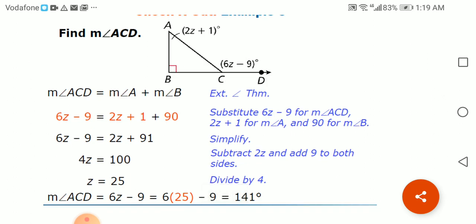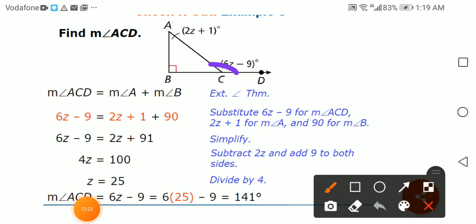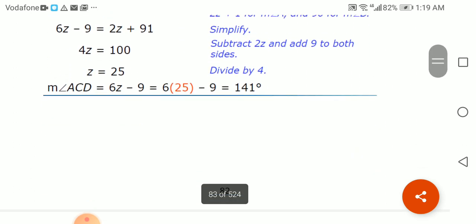Another problem. I have to find the measure of angle ACD. So ACD is an exterior angle. An exterior angle means that I'm going to add the two interior angles together to get it. The same idea, guys. It's easy.